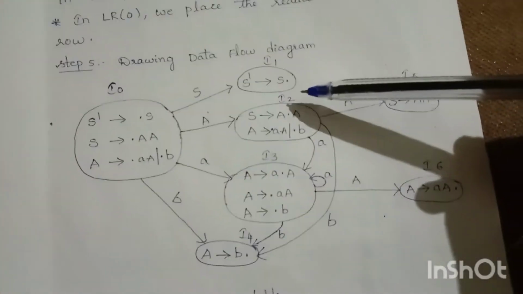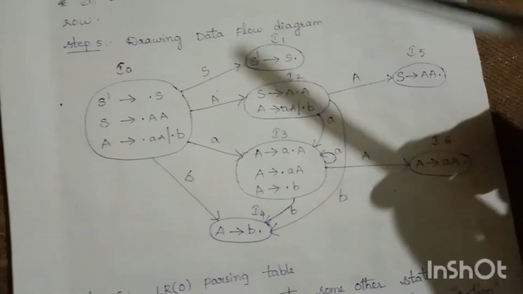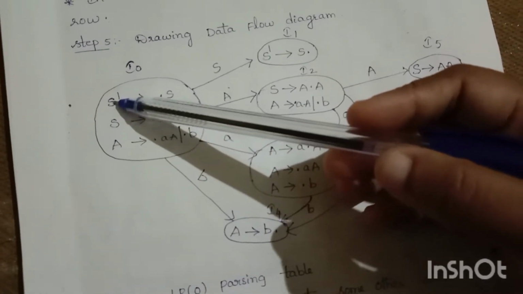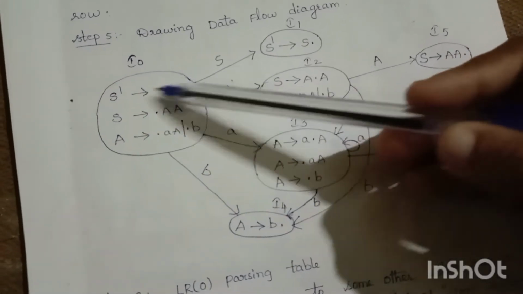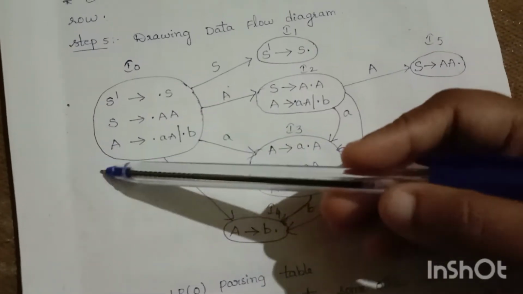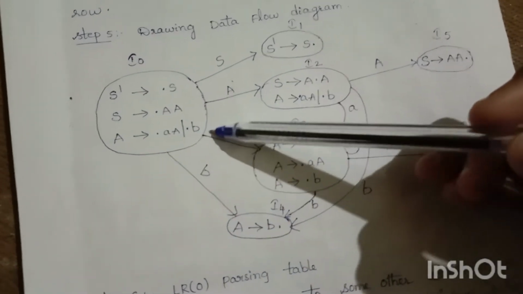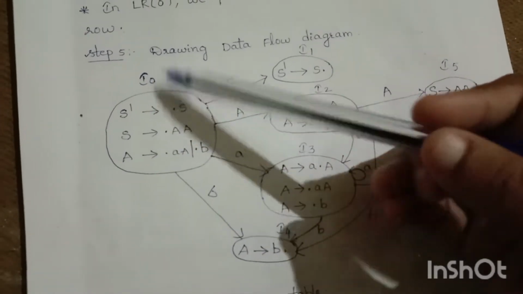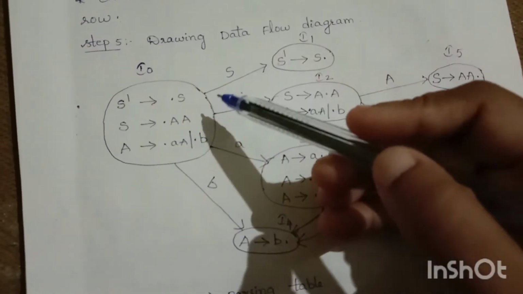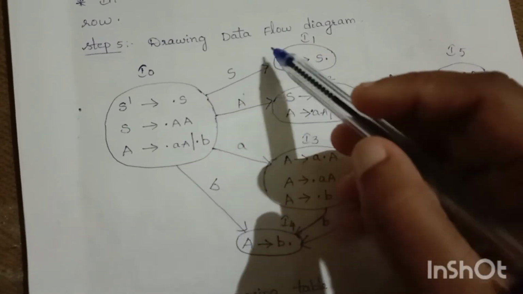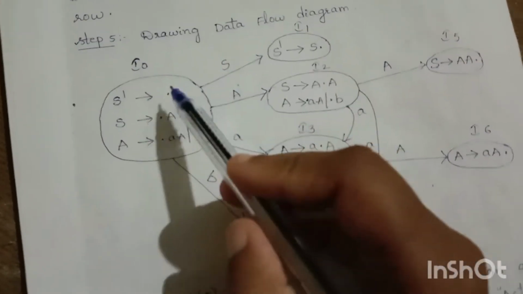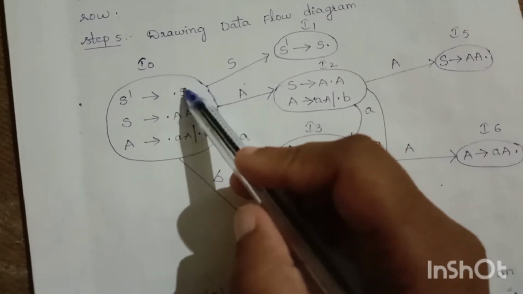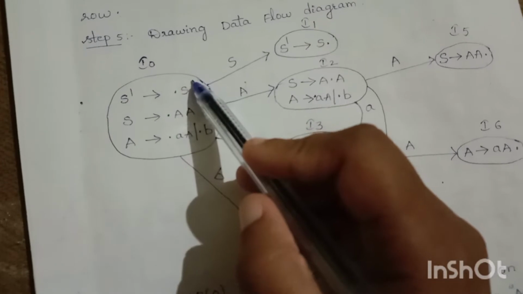So next step is drawing a data flow diagram. First step, write all those, that is S dash tends to dot S, S tends to dot AA, and A tends to dot AA or dot B. So this we consider as state I naught. Now what you need to do is perform the closure operation for this. That is, the dot should be moved toward the end of this production or rule.